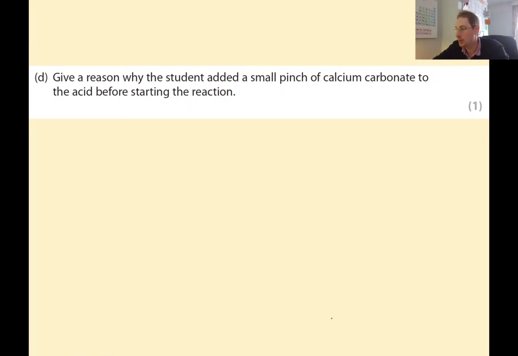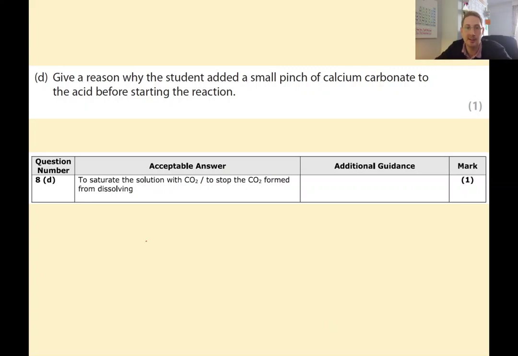Give a reason why the student added a small pinch of calcium carbonate to the acid before starting the reaction. Lots of you, first time round, really didn't get this right. Small pinch of calcium carbonate is there just to saturate the liquid, because we're generating carbon dioxide, and otherwise the initial amount of carbon dioxide that's going to be produced in this experiment will dissolve in the water and you will collect less gas than intended. So to saturate the solution with CO2, to stop any CO2 formed from dissolving.